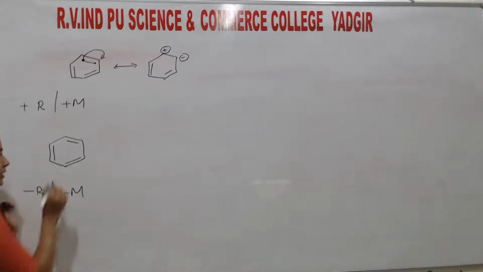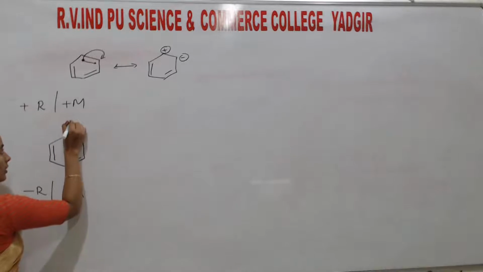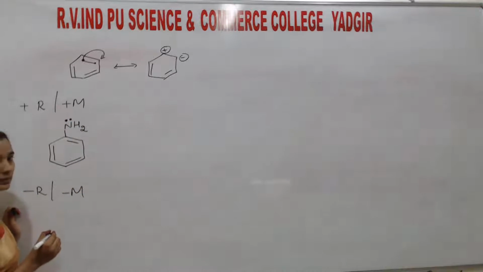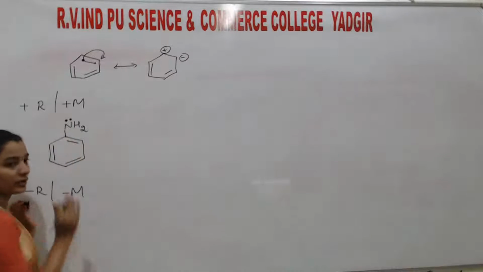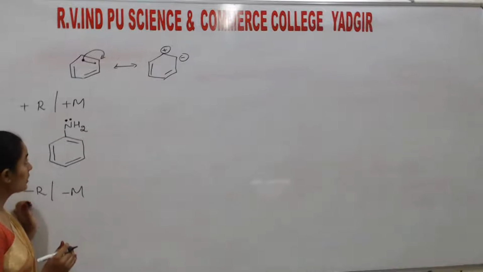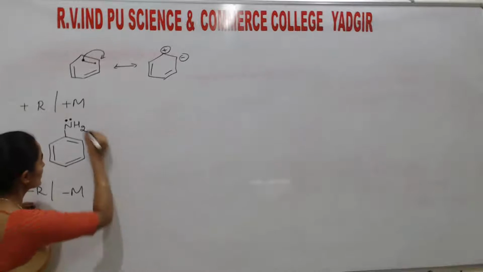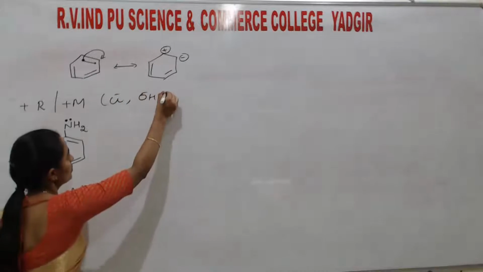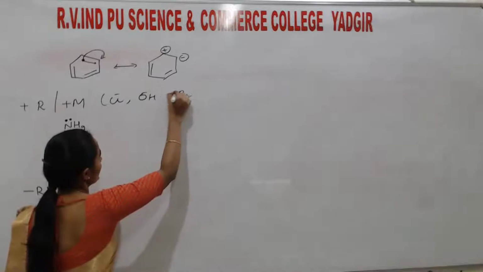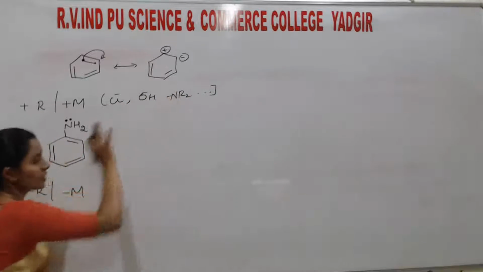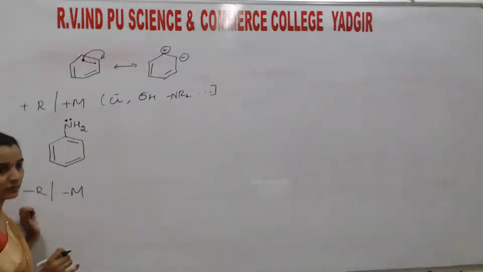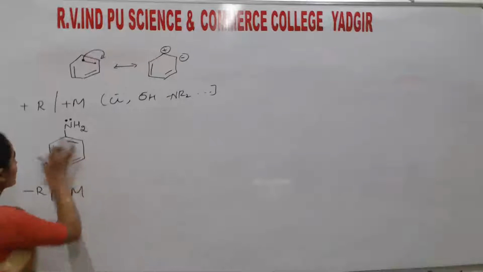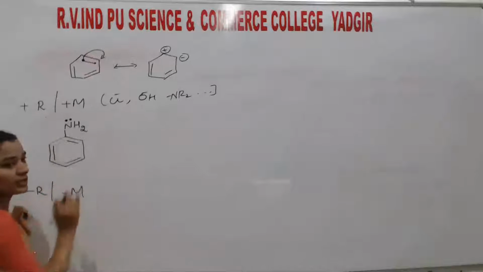Okay, it is like this. Assume here NH2 is there. This is electron rich. Okay, lone pair electrons are there. Understand? Instead of NH2, you may take Cl minus also, OH minus also, NR2 also, etc. One which has a lone pair of electrons. Understand? So this is the example for positive resonance effect.